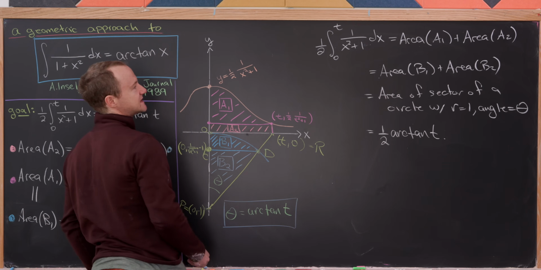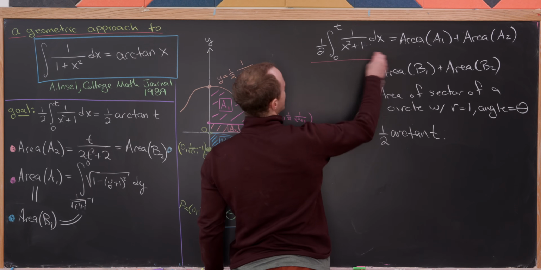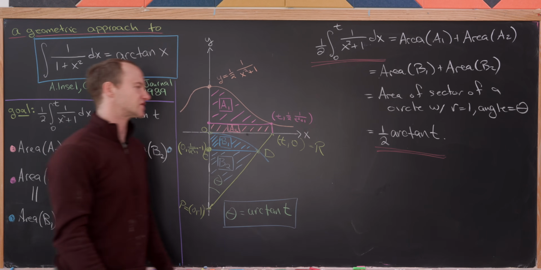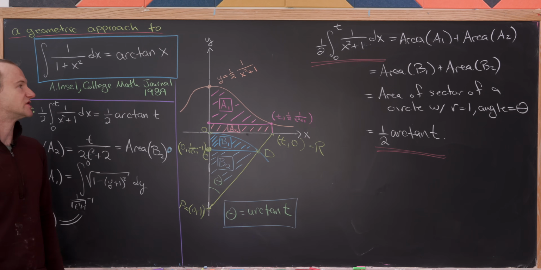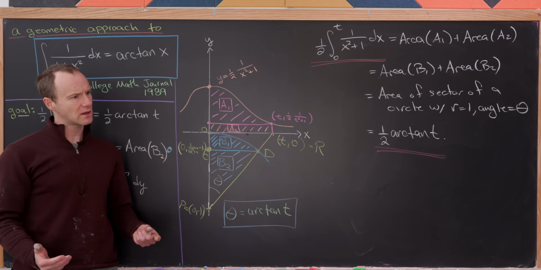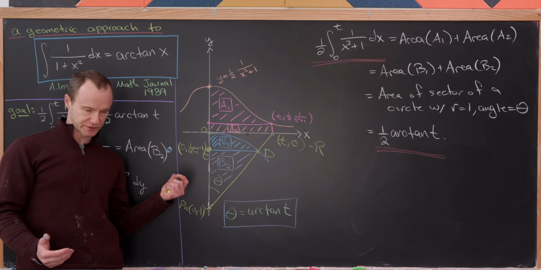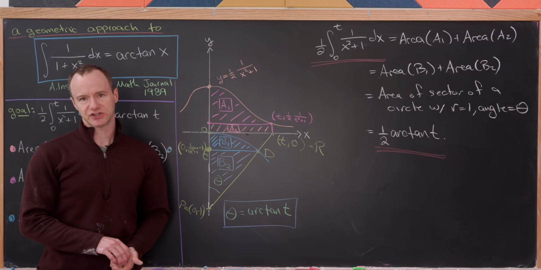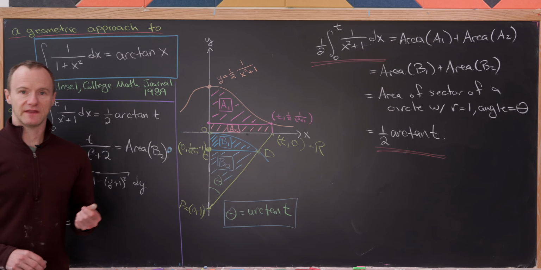So let's see, we've done it. We started over here with our integral and we ended over here with our inverse tangent function. So this is a nice geometric interpretation of the fact that, well, the antiderivative of 1 over x squared plus 1 is the inverse tangent, or the derivative of the arctangent is 1 over x squared plus 1. And that's a good place to stop.